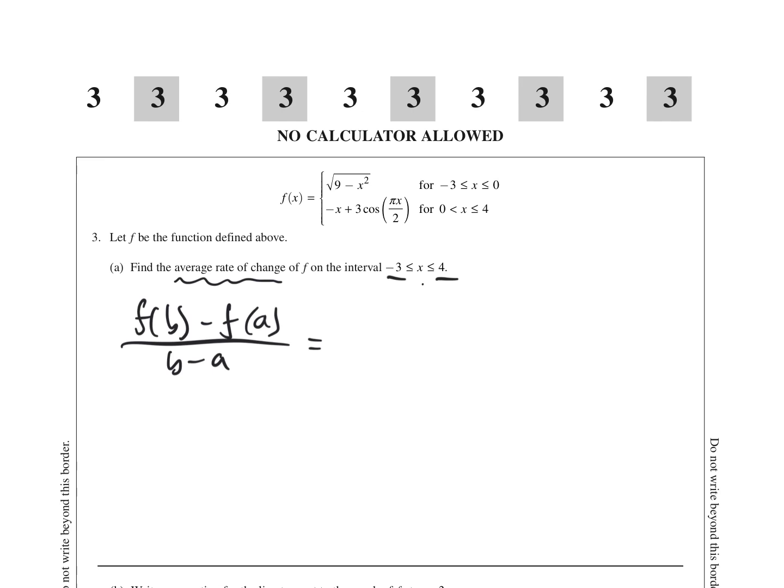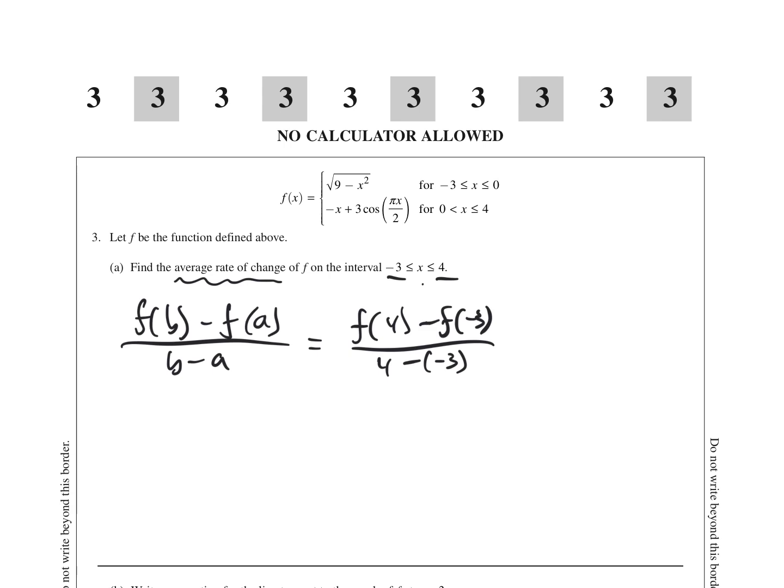Well, what are b and a? It's f of 4 minus f of negative 3 all over 4 minus negative 3. And then we got to ask ourselves, okay, I know that. Now I got to find f of 4. All right. Well, what is f of 4?